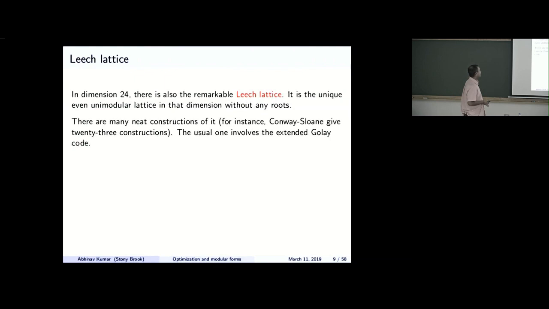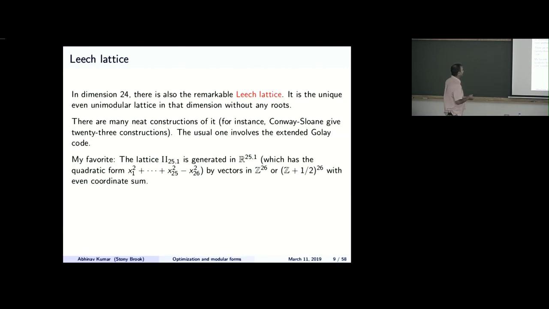If you want a more concrete definition, there are lots of constructions of it. The usual one involves what's called the extended Golay code. Conway and Sloane's book on sphere packings, lattices and groups gives 23 constructions of the 24-dimensional Leech lattice, related to the Niemeier lattices. My favorite construction is the following, which, if you like Lorentzian space and string theory, you might like. Look at the lattice II_{25,1}, the lattice in 26-dimensional space-time with this quadratic form, generated by all the integer vectors or all the half-integer vectors with even coordinate sum. We're going to do something to it.